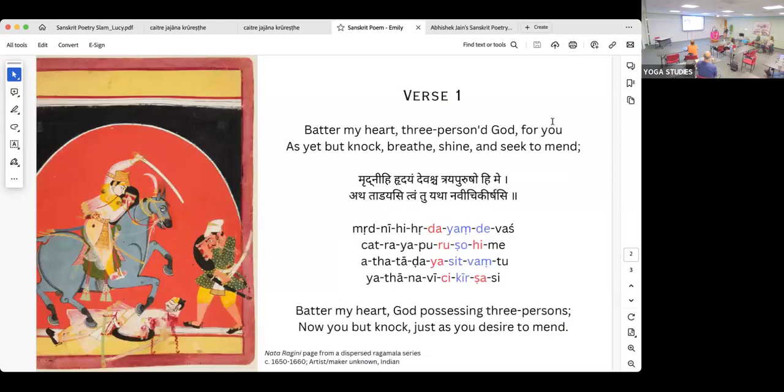Okay. Awesome. So verse 1, I actually have a tattoo of this poem too. So it's one of my favorites, but the original one is batter my heart, 3-personed God, for you as yet but knock, breathe, shine, and seek to mend. And I translated it below basically the same, but kind of with some of the grammatical things I had to do. This one was really fun when it comes to like compounds, and it took many, many hours to do this, but I kind of started with analyzing the grammar of the original verse and looking at where are my verbs, where's my subject, what's the objects, the direct objects, the indirect objects, where am I gonna have to make compounds, and kind of like mapped it out from there.